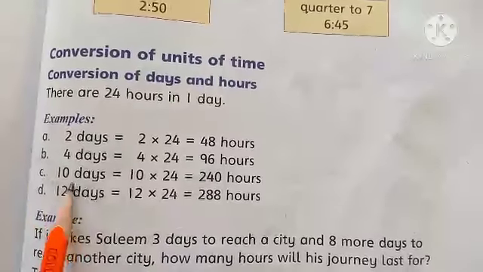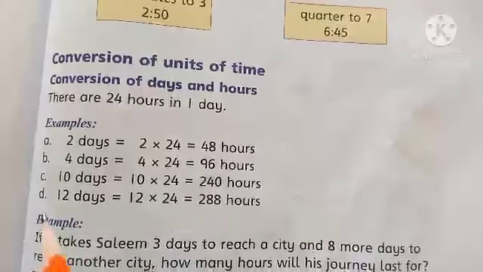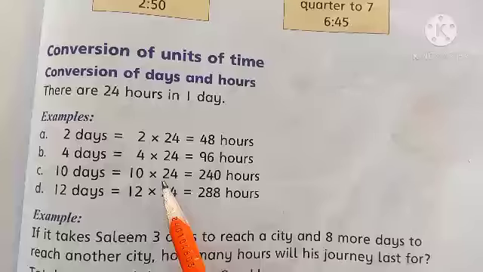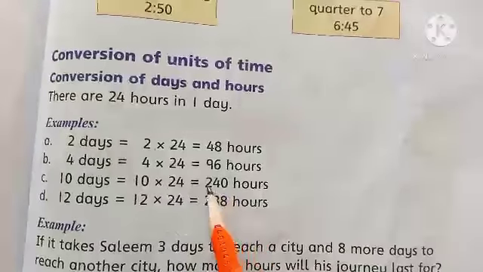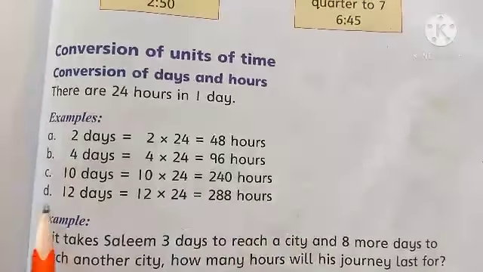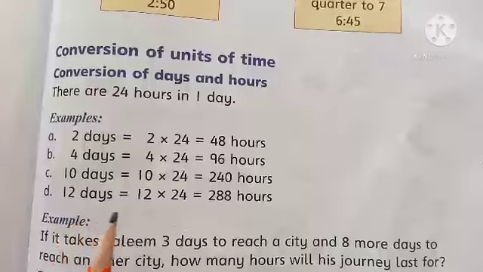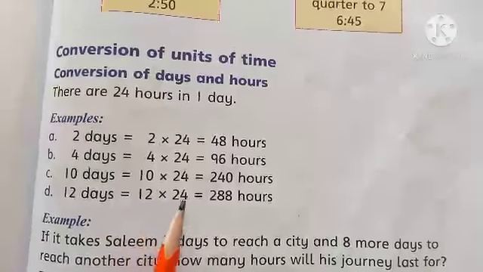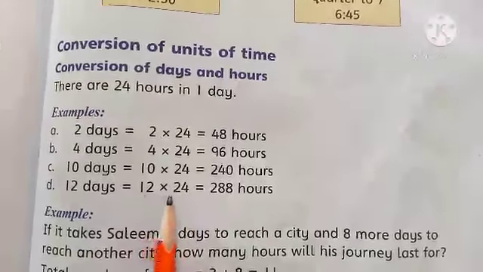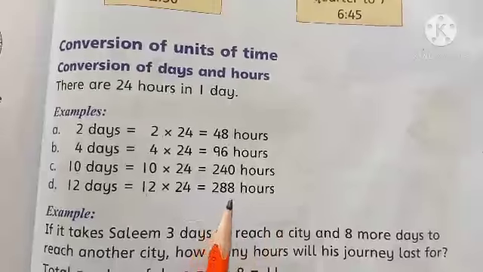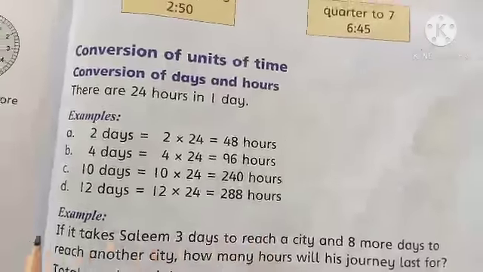The next part C, 10 days. How many hours in 10 days? We will multiply the 10 by 24. It will be equal to 240 hours. The next part D, how many hours in 12 days? We will multiply the 12 by 24 and it will be equal to 288 hours.